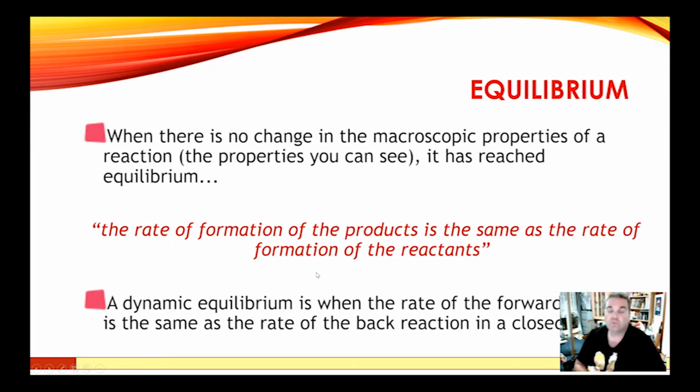So when we're talking about equilibrium, if there is no change in the macroscopic properties, so that's things you can see, we have reached equilibrium. And we describe equilibrium as that the rate of formation of the products is the same as the rate of formation of the reactants. Another way you hear it talked about is that the rate of the forward reaction is the same as the rate of the back reaction.